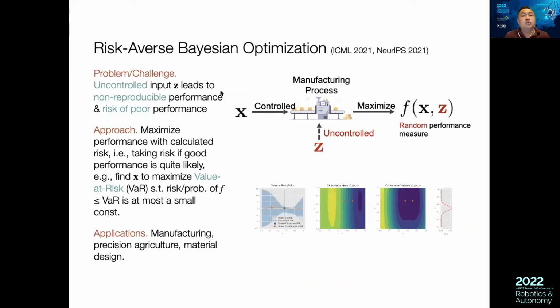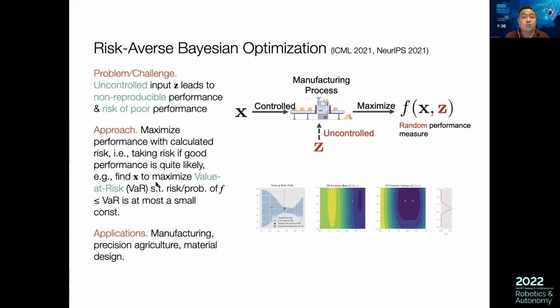Now, for those of you who want to account for risks, this is a line of work that will be very useful. In this line of work, there will be some inputs to the optimization problem that cannot be controlled by you. This could be what the environment offers. If there is some input to the problem that is not controlled, then it induces a risk of actually poor performance.